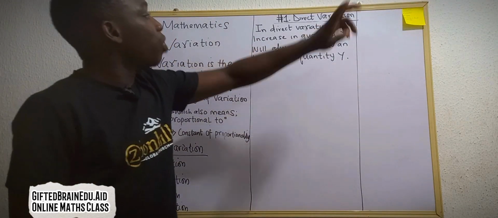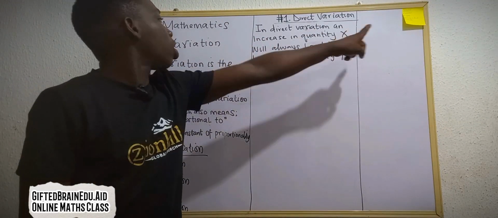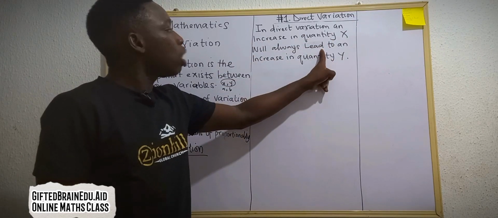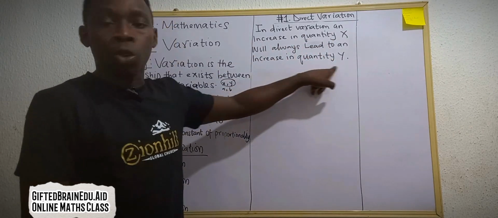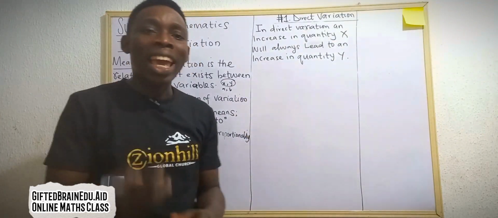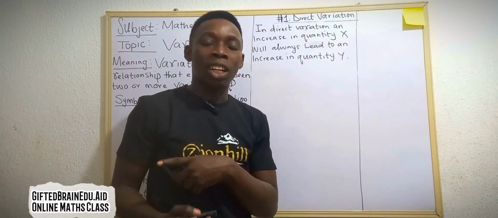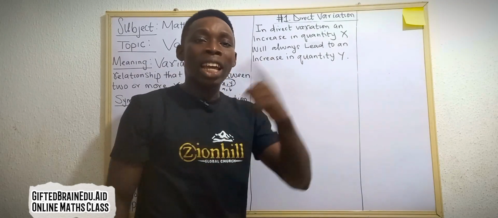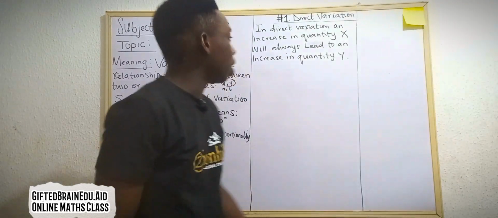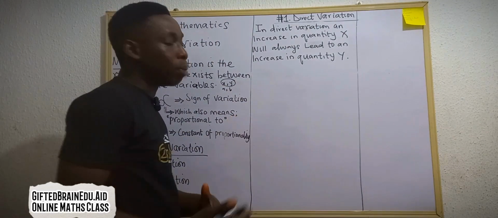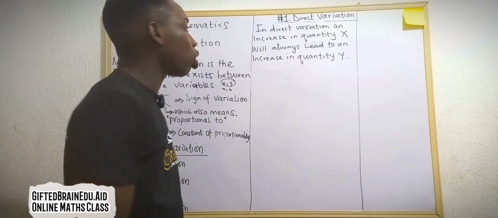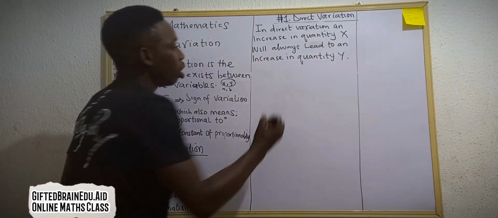Now, in direct variation, an increase in quantity x will always lead to an increase in quantity y. That is, as x is increasing, y is also increasing, and vice versa. If y is decreasing, x will also be what? Decreasing. Now let's look at the mathematical expression of direct variation.